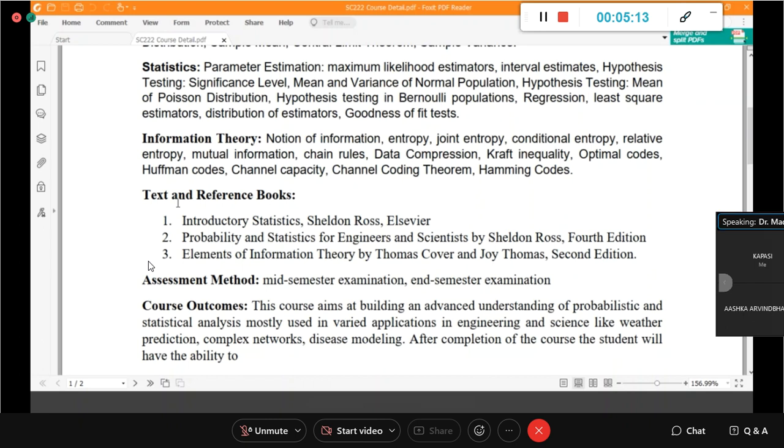The percentage distribution of the mid semester examination and end semester examination is going to be 30-70%. The mid semester examination will contribute 30% and the end semester examination will contribute 70%. The mid semester examination will be fully focused on probability, and the end semester examination will cover the complete syllabus. That's the main thing I wanted to address about the assessment method.